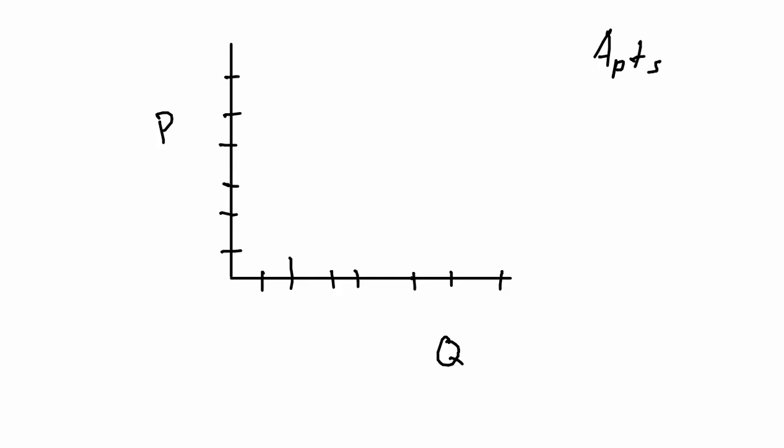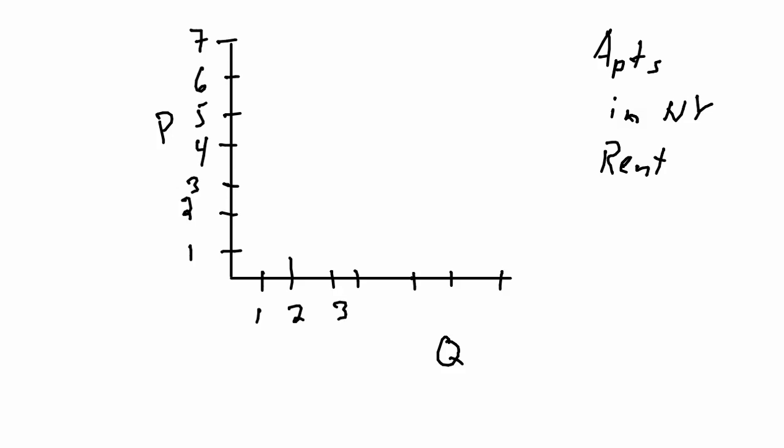Apartments in a big city usually have a lot of demand and a lot of supply. In New York, and we're talking about rent. Like, what is the rent? It's $100, $200, possibly $300, $400, $500, $600, $700 a month. And then the quantity, this is in thousands: 1,000, 2,000, 3,000, 4,000, 5,000, 6,000, 7,000 units, apartment units. And the basic idea is the same.